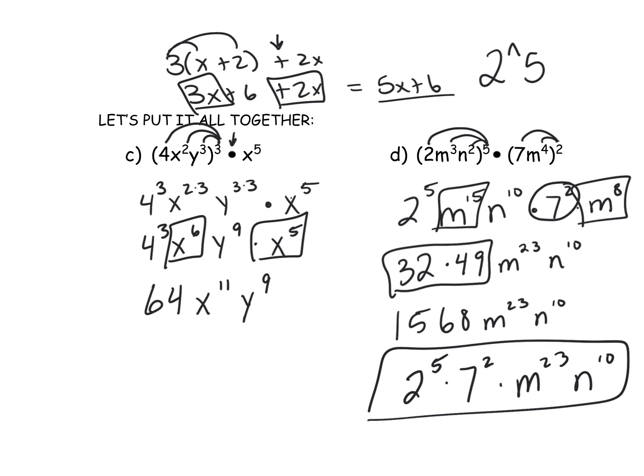Similar to putting our letters in alphabetical order, if you were to do something like this, make sure that your numbers are in numerical order, meaning I have my smallest number, my smallest base on the left side, moving up from there.